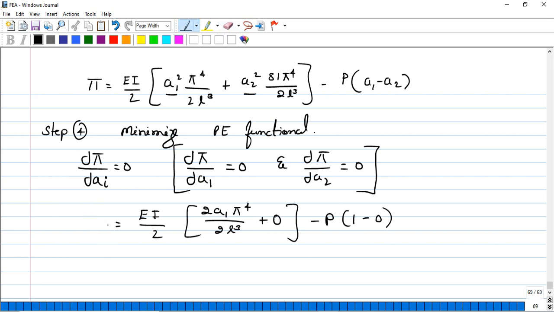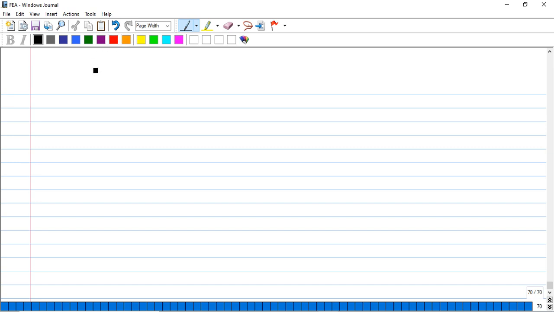So this will be 0, and finally I have to identify the only unknown, a1, that is equal to 2PL cube by EI pi raised to 4. So this will be the value of a1. Okay, when I differentiate with respect to a2, I get EI by 2. Okay, any doubt?